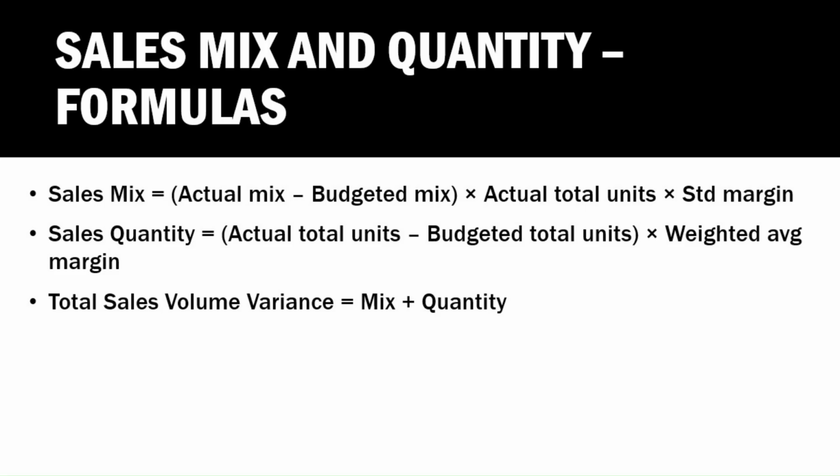The formulas are: sales mix equals actual mix minus budgeted mix times total actual units times standard margin. Sales quantity equals actual total units minus budgeted total units times weighted average margin.